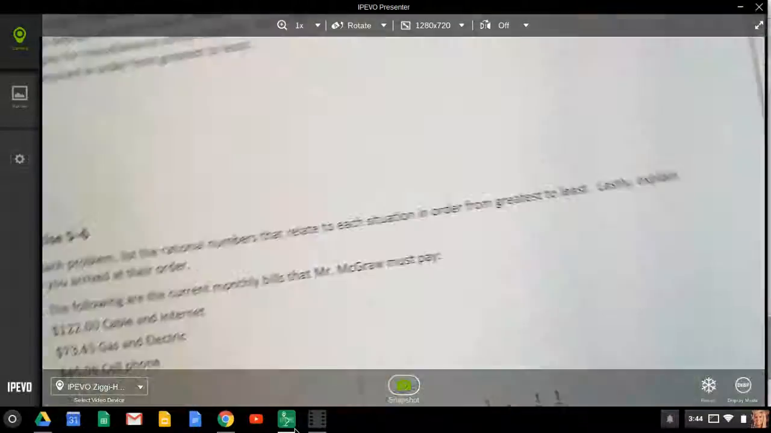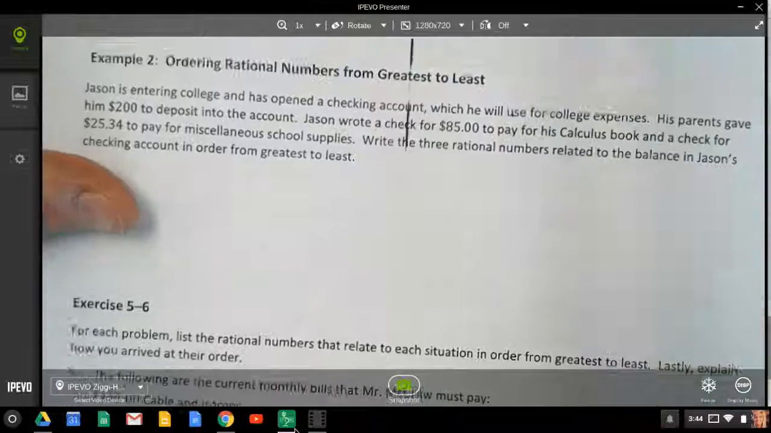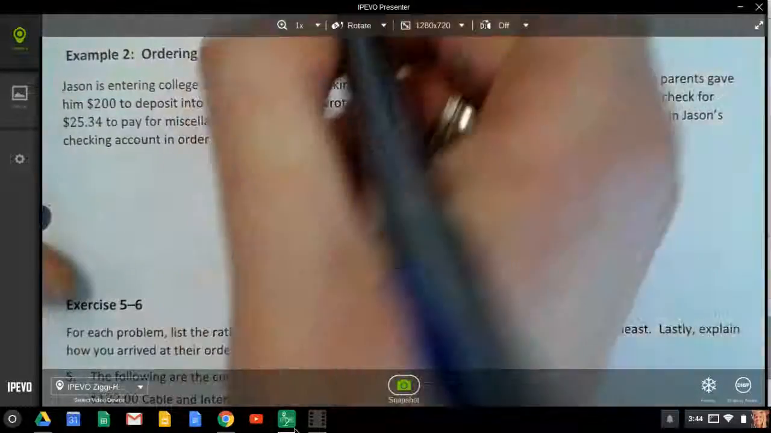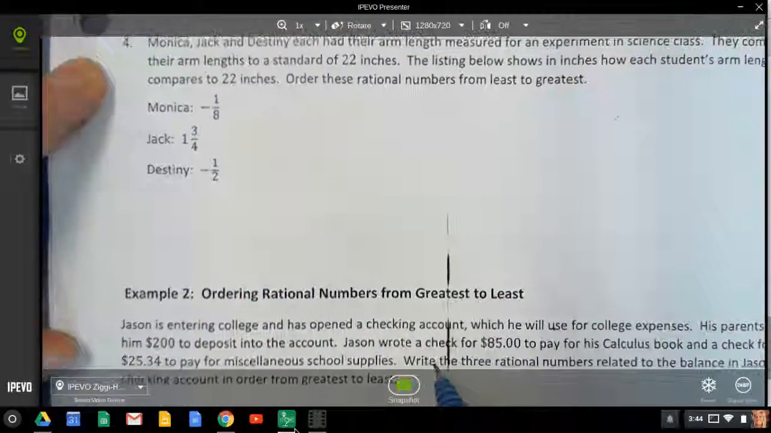All right, turn to the last page of our lesson for today. And example 2 says ordering rational numbers from greatest to least. Oh, I'm sorry. We're on number 4. We're still on number 4.